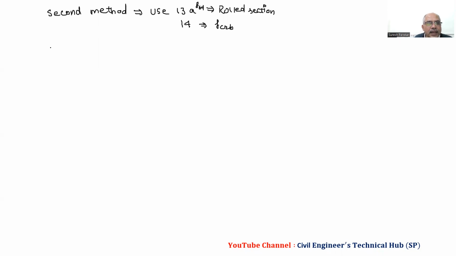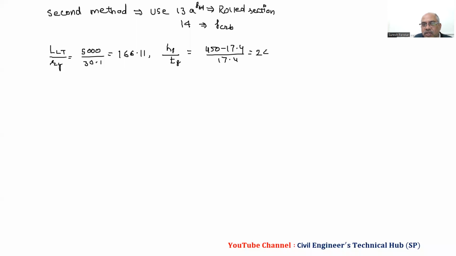Now already we have calculated LLT upon RY. So this is 5000 divided by 30.1. This comes 166.11. We have also calculated HF upon TF. HF we have 450 minus 17.4 upon 17.4, and it was 24.86. Now we will go to the table 14.